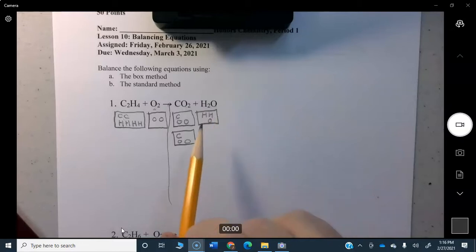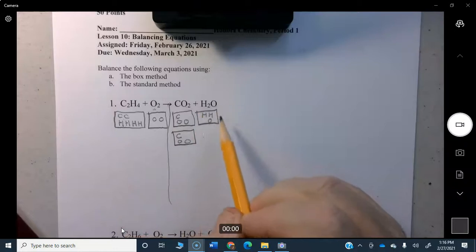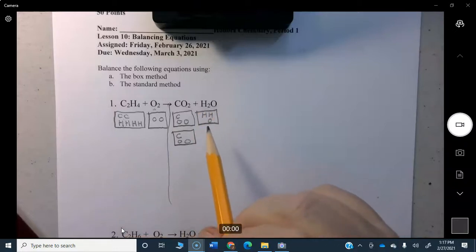All right, hydrogen. I have two on this side, four on this side. So this is the side with the least. So now I'm going to balance hydrogen.